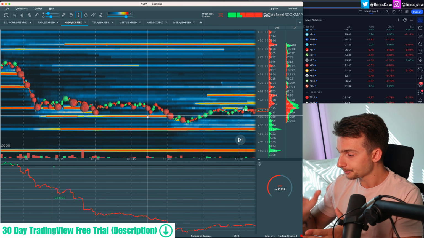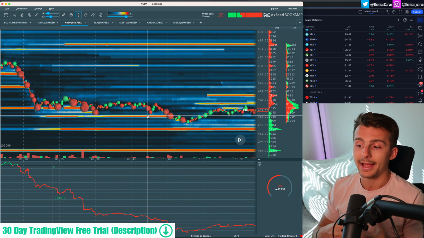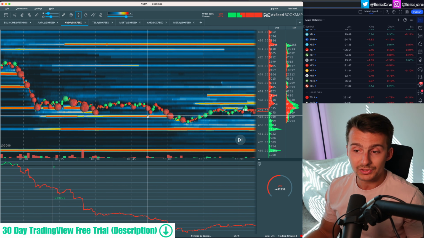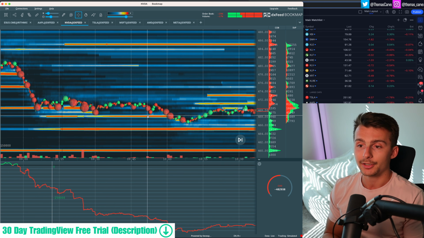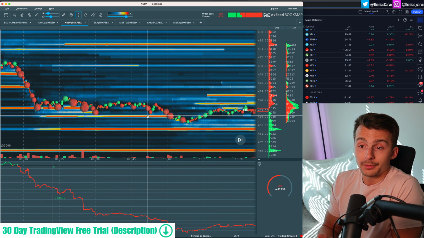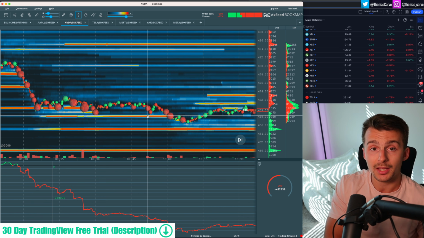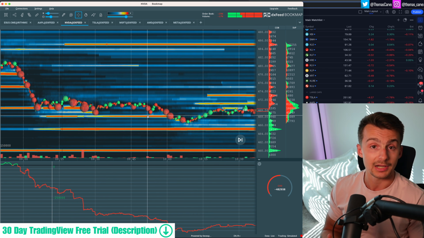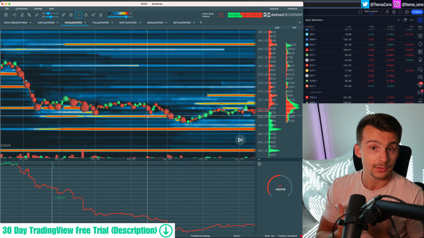That right there, my friends, is how I have been using and interpreting the CVD indicator while looking at Bookmap, while looking at my own trading on individual stocks. And even when it comes to futures, I've been focusing more on individual stocks lately. I've just been finding that it's been working a lot better with my personal strategy.